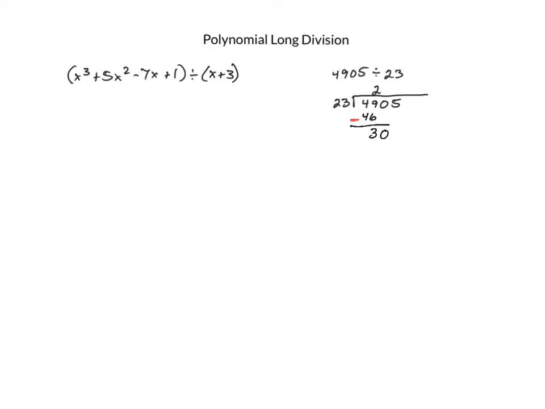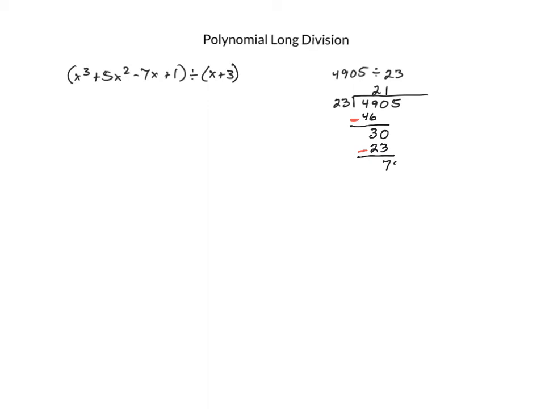We bring down our 0, and we repeat the process. 23 goes into 30 1 time, so I'll put a 1 right here. Multiply your 23 by 1 and write it down. And we, again, make sure that we subtract. You don't have to write that minus sign, but I'm just reminding you it's subtraction because that's an issue when you're doing polynomial long division. Sometimes people forget they're subtracting here. So when we subtract, we get a 7.